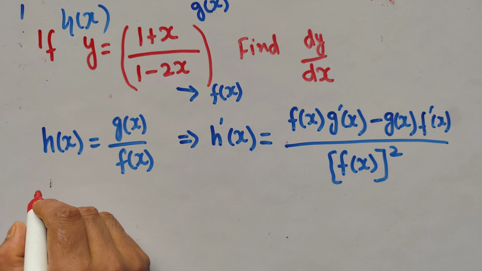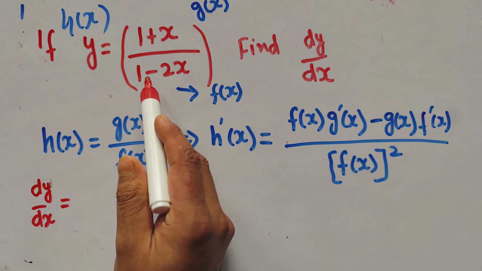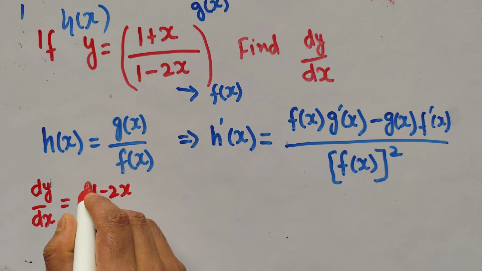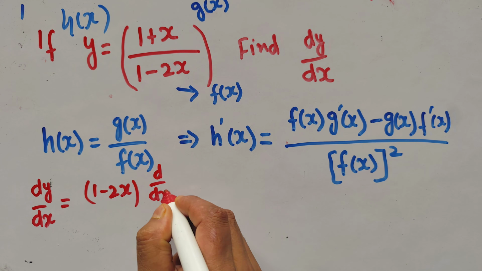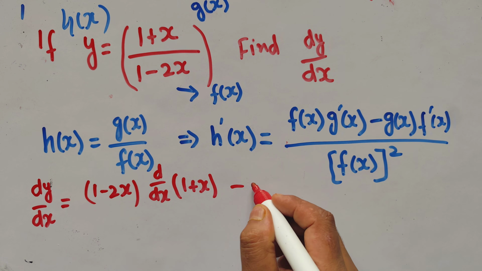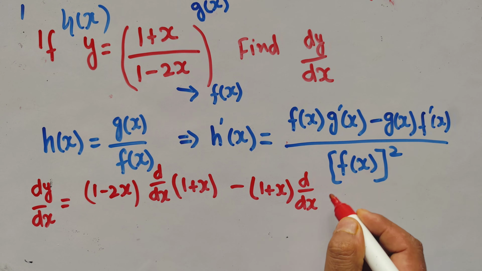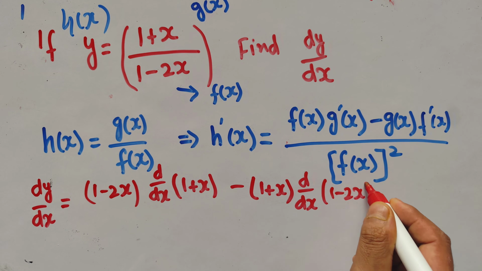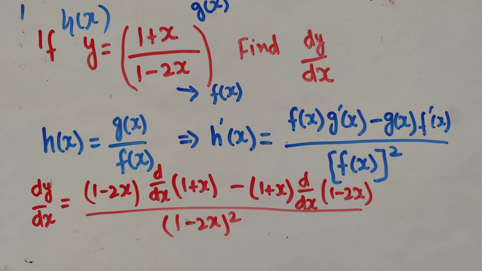So dy upon dx in this question will be equal to: first we write f of x as it is, 1 minus 2x, and take the derivative of the numerator function, d upon dx of (1 plus x). Then we subtract the numerator function 1 plus x and take the derivative of the denominator function, d upon dx of (1 minus 2x), and divide by the denominator function, 1 minus 2x, whole squared. Now solving this.